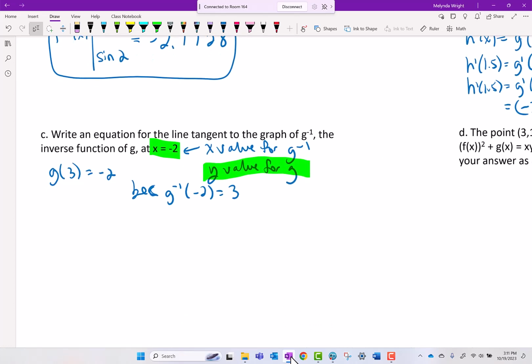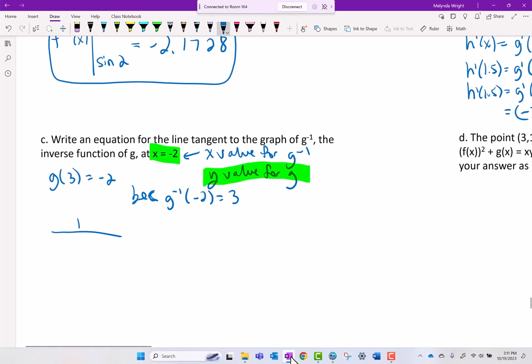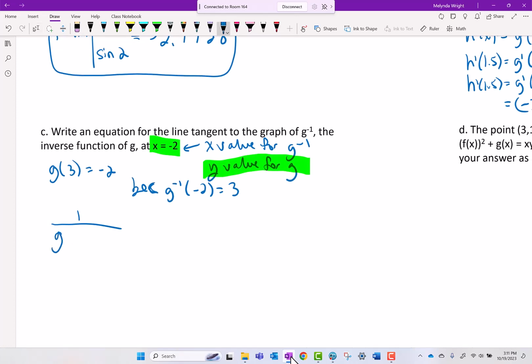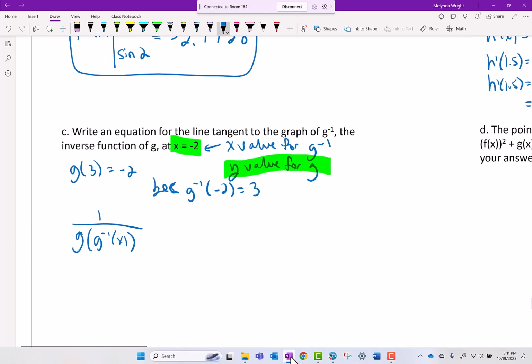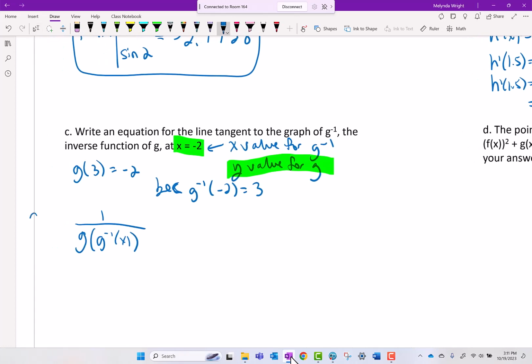Okay, so let's remember the derivative is the formula, 1 over g prime of g inverse of x. That's the formula for the derivative of g inverse of x. That's what we're doing. That's the formula.